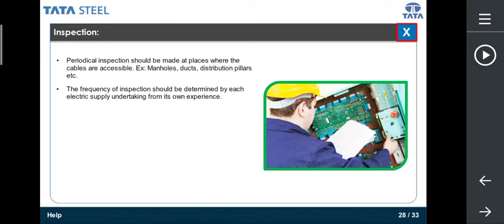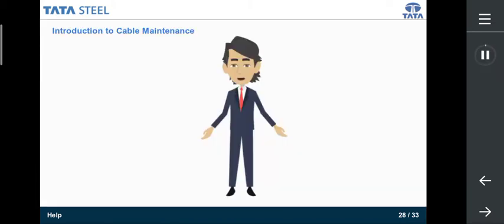Cables laid direct in the ground are not accessible for routine inspection, but such cables are often exposed when the ground is excavated by other public utilities for installing or repairing their own properties.